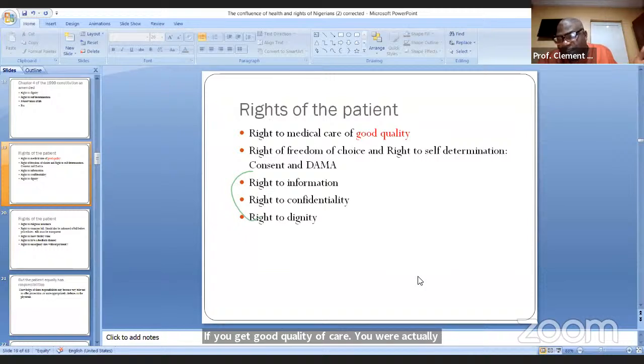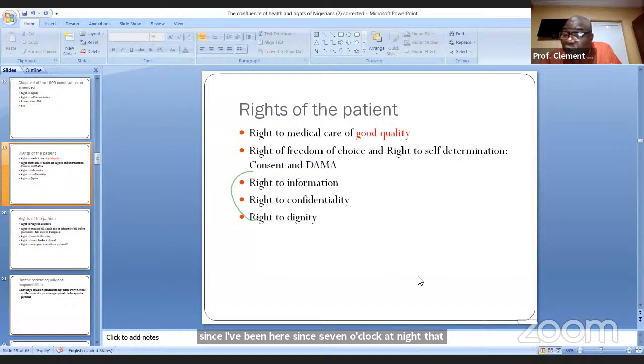If you give good quality of care, you would have actually taken into consideration the rights of the patient. For example, if a patient is in an emergency ward and you are contacted as a doctor to come and see, if you are there promptly, the patient will be happy. If you are coming after 2 hours and you come in with a phone in your ear, the patient will say, they told you I've been here since 7 o'clock, you are coming at 9:30, and you are making a phone call.